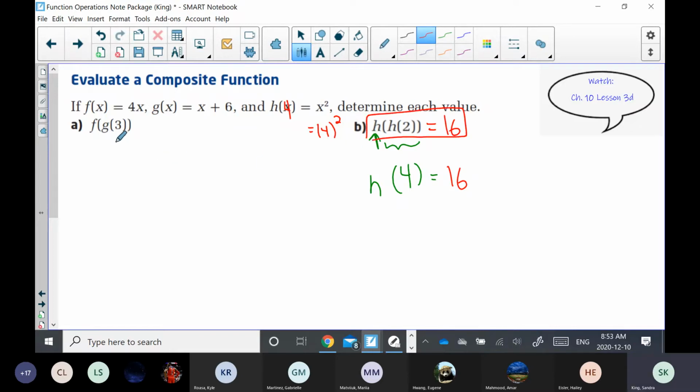So see if you could evaluate this one. Find your g function, which is right here, and put a 3 in, evaluate that. Once you figure out what that is, put that number, whatever number that is, into your outer function, which is your f function, and see if you could get that answer.